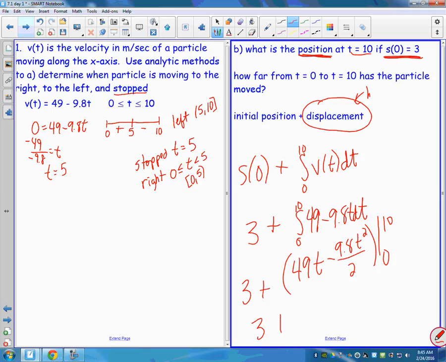So 3 plus, if I plug 10 in there, that's going to be 490. Right? Plus 10 squared is 100 times 9.8. And then I'm going to just put a big minus 0 here. So 490 minus 490, do I just get 3 as my answer?